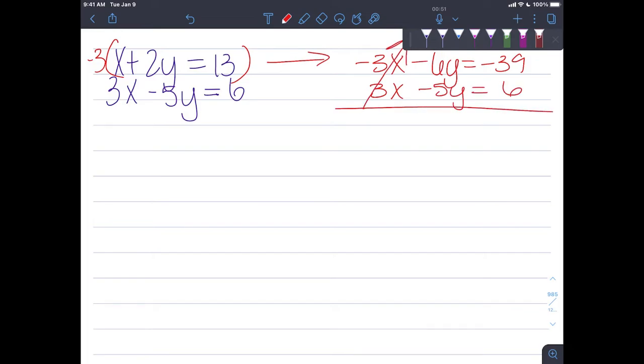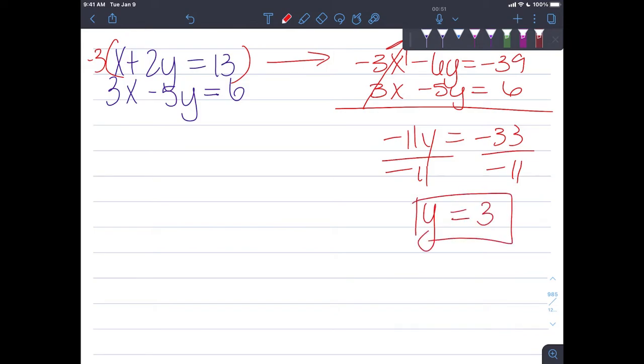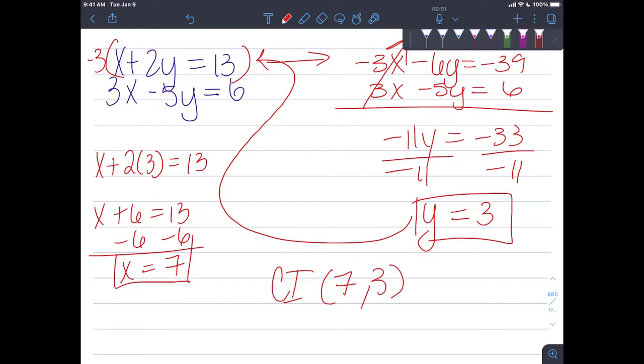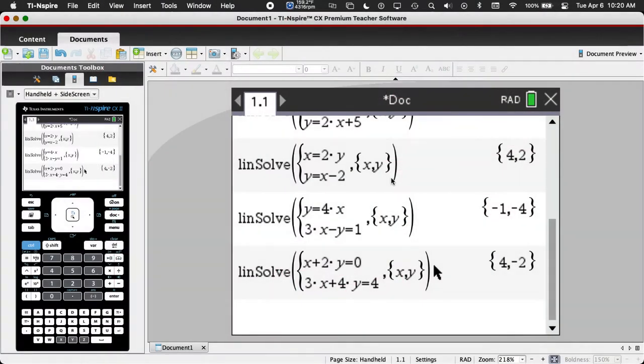Now I'm going to add them together. My x's will cancel. And I end up with this. I just need to divide in order to get rid of that coefficient. I find out that y is equal to 3. I'm going to plug it back into the easier equation. I'm going to continue to solve. And I received a response of 7, 3 for a consistent independent. Let's verify that with our calculator.